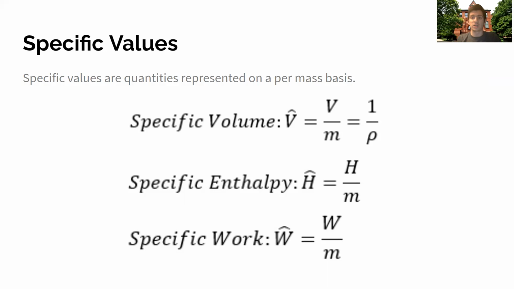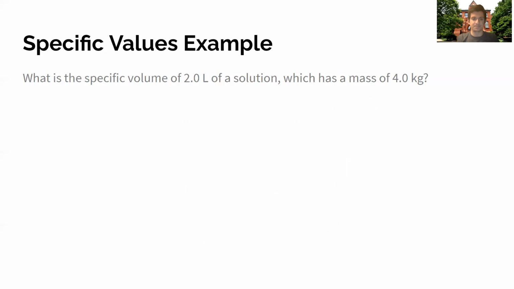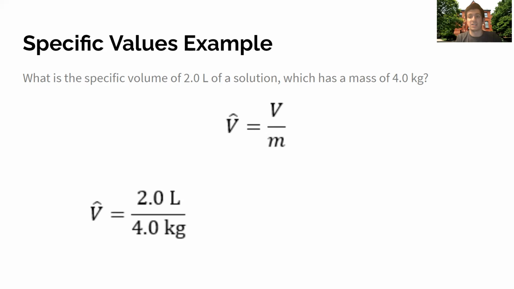And these latter two, we're going to see a bit more as we deal with energy balances, but that top one could show up in some material balances. Quick example. What is the specific volume of 2.0 liters of a solution if it has a mass of 4.0 kilograms? Well, going back to our definition, we know specific volume is volume over mass. We have a volume, we have a mass. It's going to be 2.0 liters divided by 4.0 kilograms, giving us 0.5 liters per kilogram.